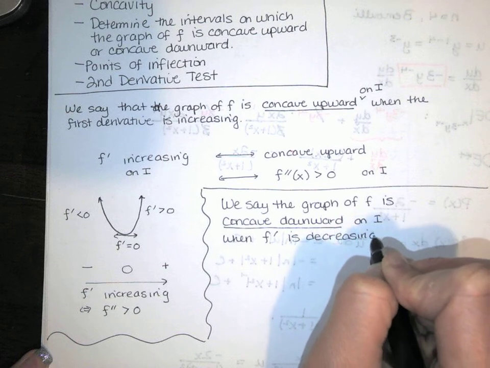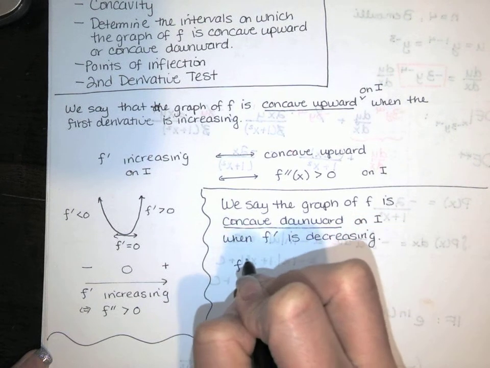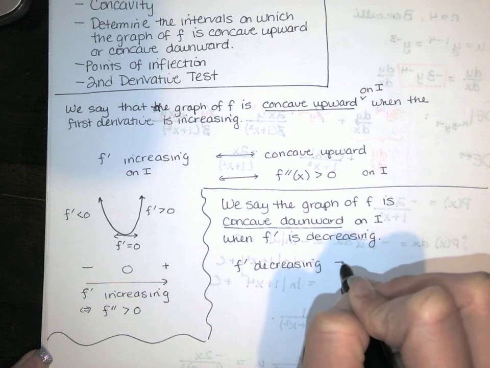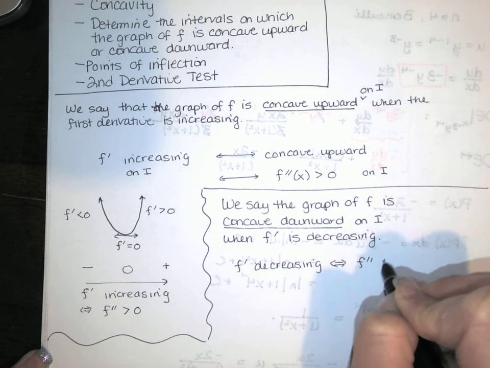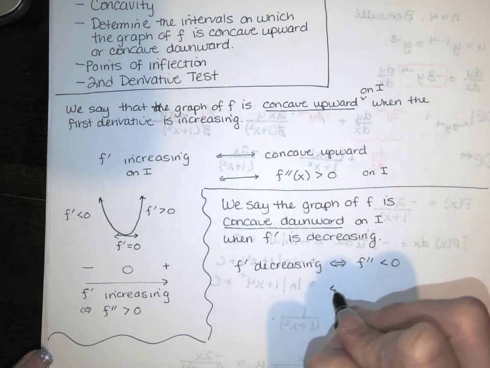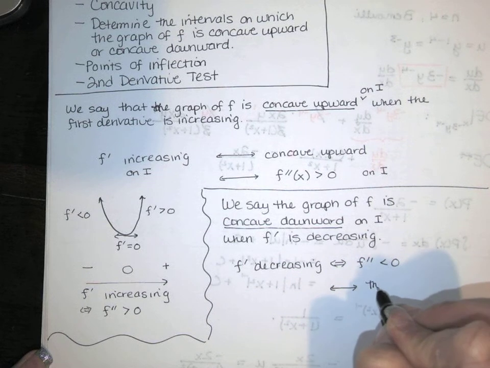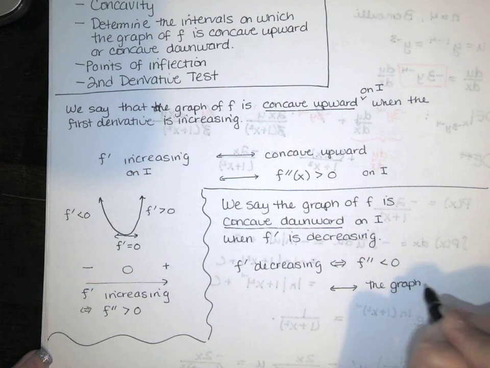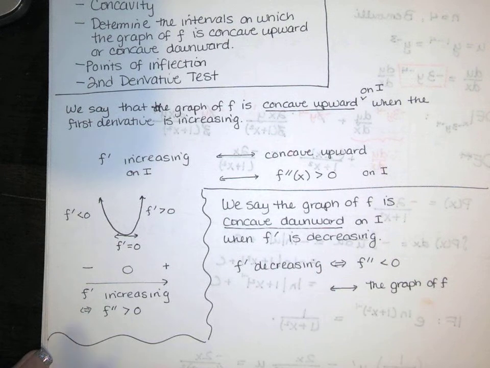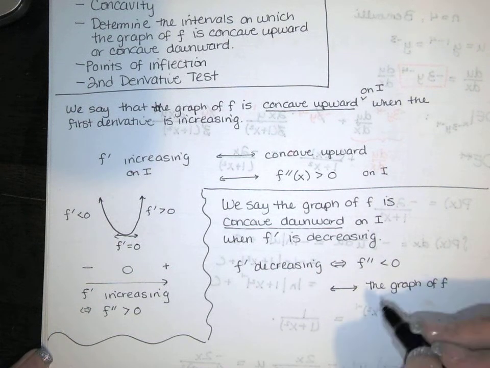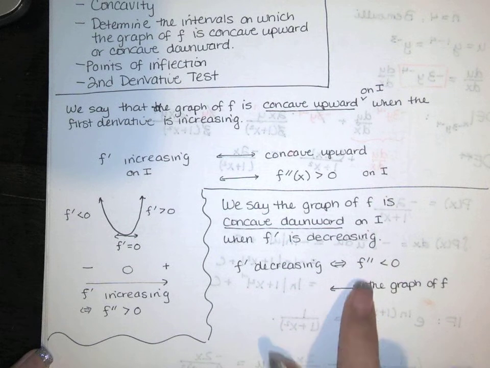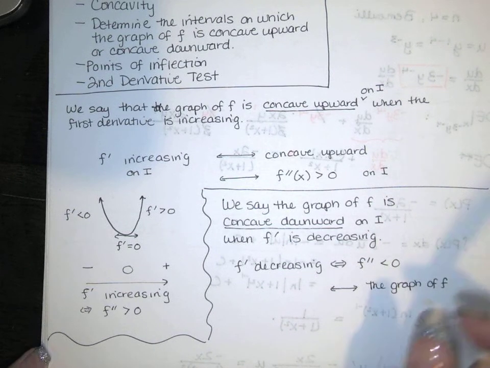And if the first derivative is decreasing, that's equivalent to saying that f double prime is negative. And both of those tell us that the graph of f is concave downward. If you look at the graph of f, f prime, and f double prime, they're going to have a relationship. We'll look at that later. But if f double prime is negative, the graph of the original function is concave downward.